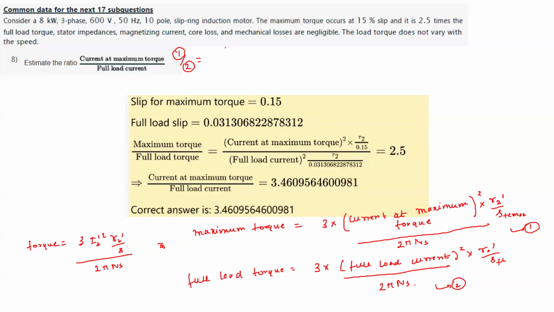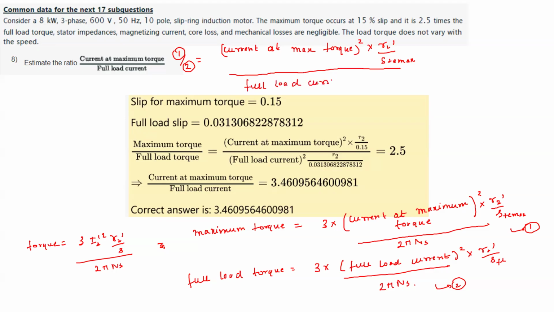So you are left with current at maximum torque square into R2 dash by S torque max, divided by full load current square into R2 dash by S full load. This R2 dash and R2 dash will also get cancelled.